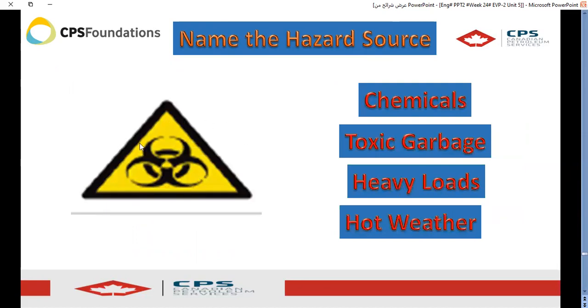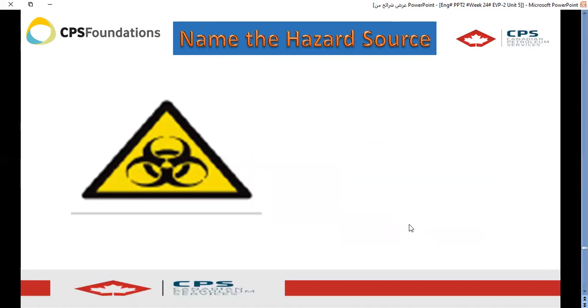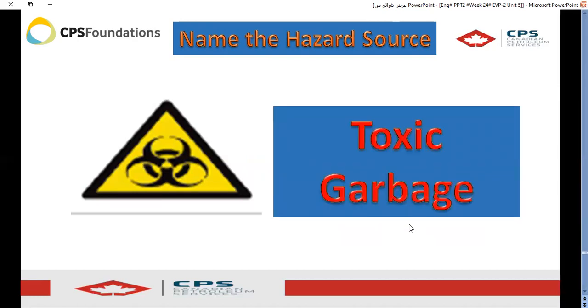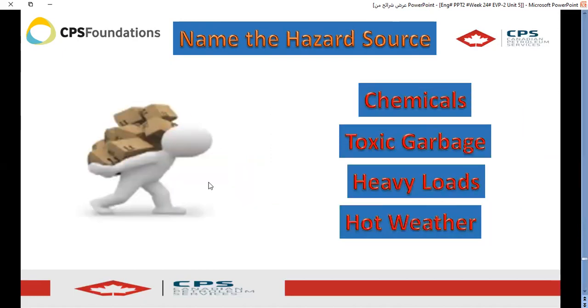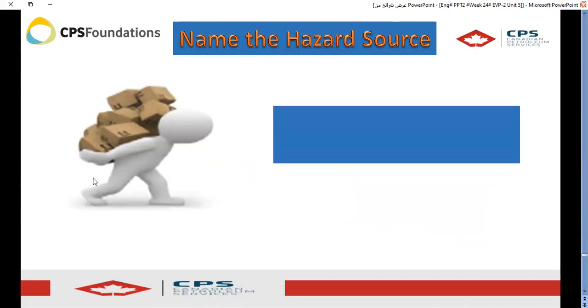What does this picture represent? Does it represent chemicals or toxic garbage or heavy loads or hot weather? This is, of course, toxic garbage. Can you see chemicals, toxic garbage, heavy loads, or hot weather in this picture? Of course, you can see a man carrying something. So this is heavy load.